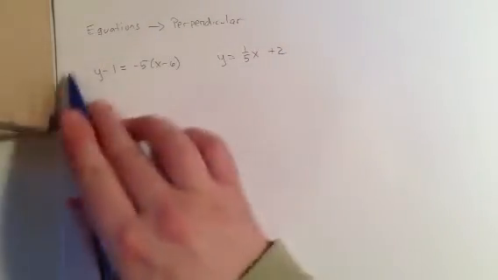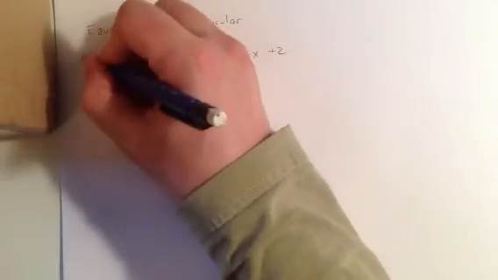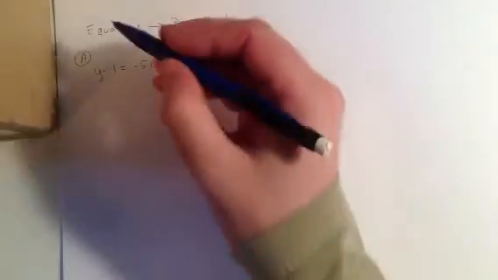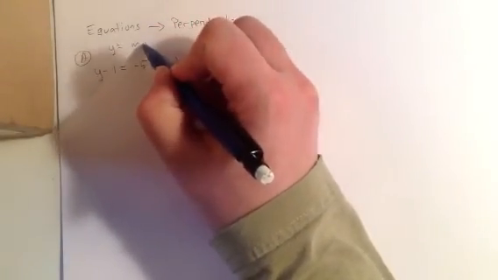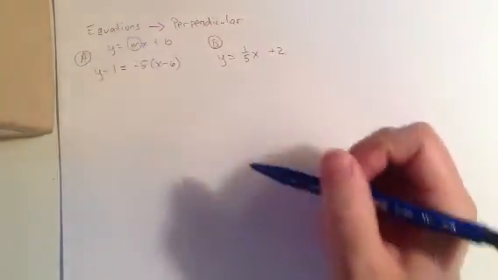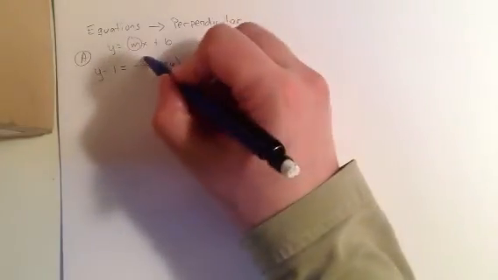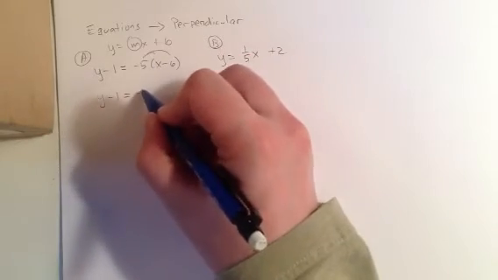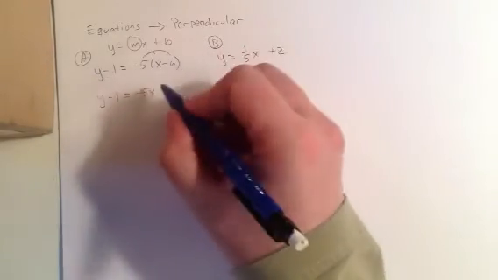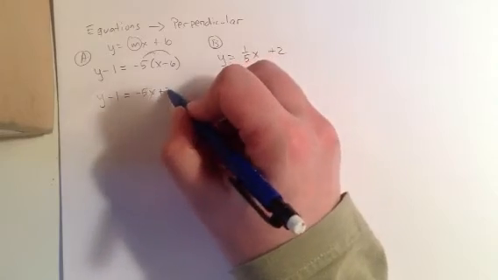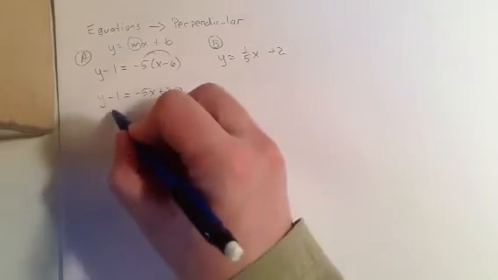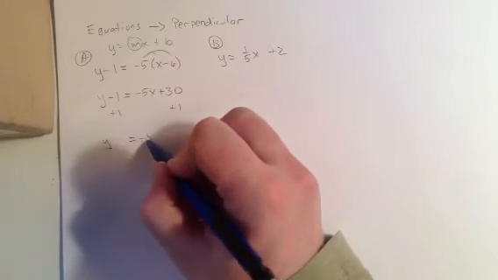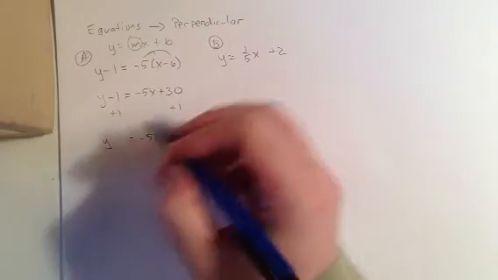So this one here on the left, which I can call line A, and this line B. Line A is not in y equals mx plus b, which is what I want in order to predict the slope, the number in front of x. So I need to make that happen. So I'll distribute this negative 5. Negative 5 times x is negative 5x. Negative 5 times negative 6, that's positive 30, negative times negative. Add 1 to both sides. So I get y equals negative 5x plus 31.